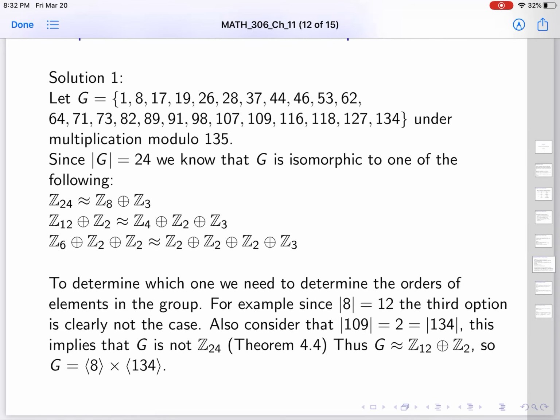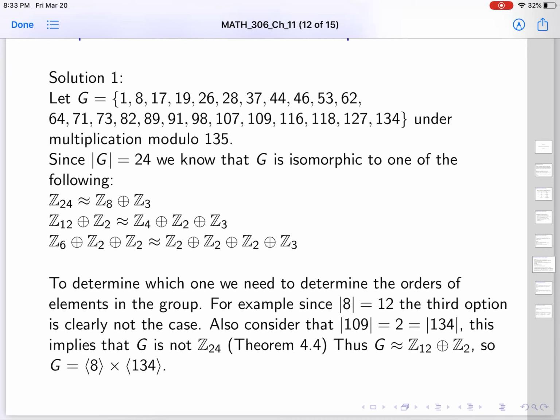Alrighty, so I'm going to jump down here to the solution. I'm going to talk you through it. So first, we have our group G under multiplication mod 135. The order of G is 24. So since it's order 24, we know that it's isomorphic to one of the following.